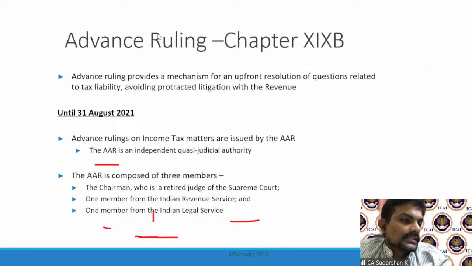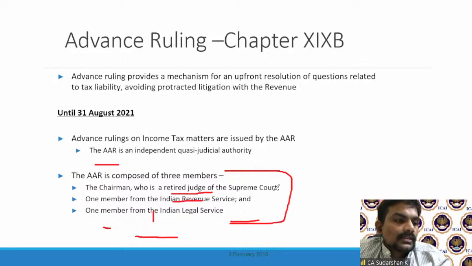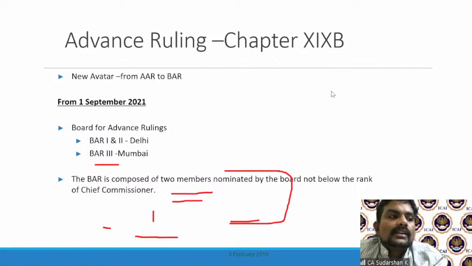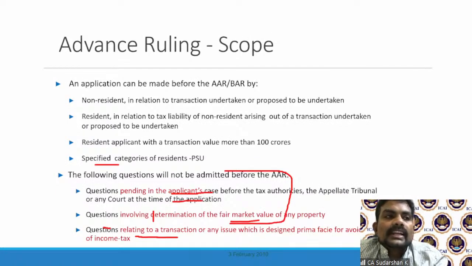Look at this, this is the composition. There will be a chairman who is a retired judge of the Supreme Court, one member from the Indian Revenue Service, and one member from the Indian Legal Service. This was expanded though. When it was started, the chairman would be a retired judge of the Supreme Court or High Court. The problem was appointment of judges were delayed, were not done. Cases were accumulating, piling up. And the best part about AAR is the ruling should be given within 6 months from the date when you have applied.